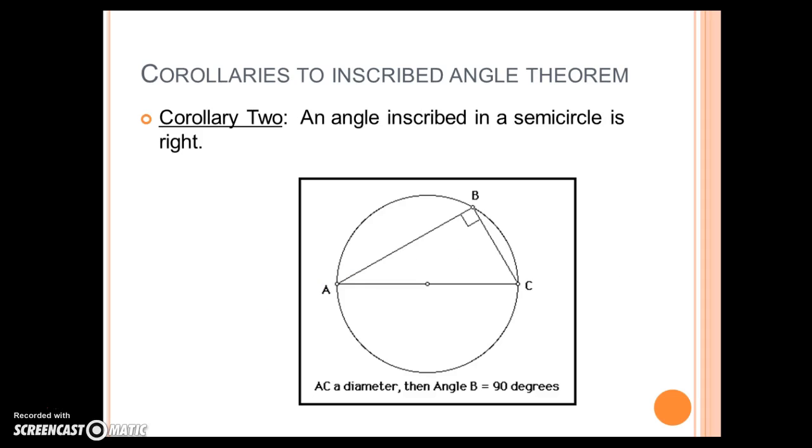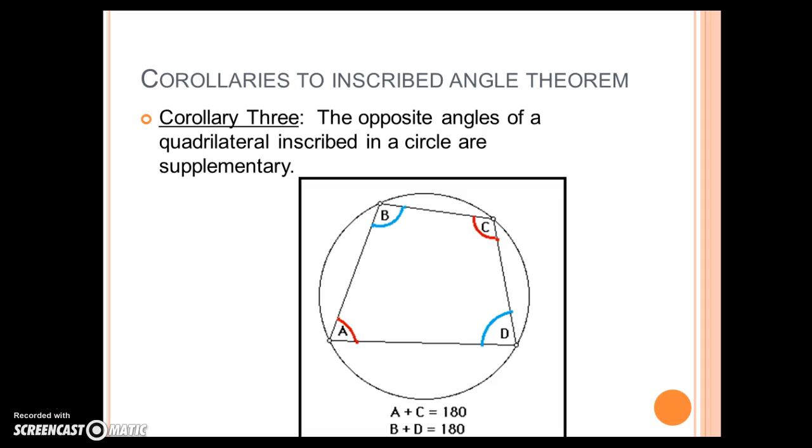The second corollary says an angle inscribed in a semicircle is right. If we think about it, AC is our diameter. That means the intercepted arc is 180 degrees, making half of that 90. So any angle inscribed in a semicircle is going to be a right angle.